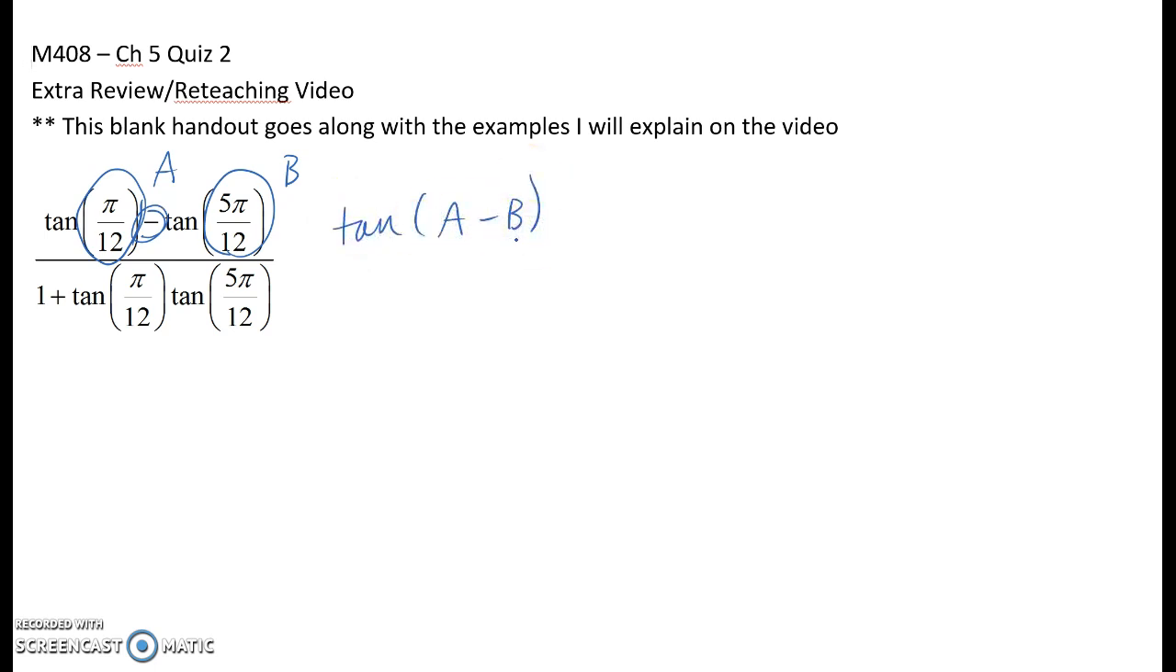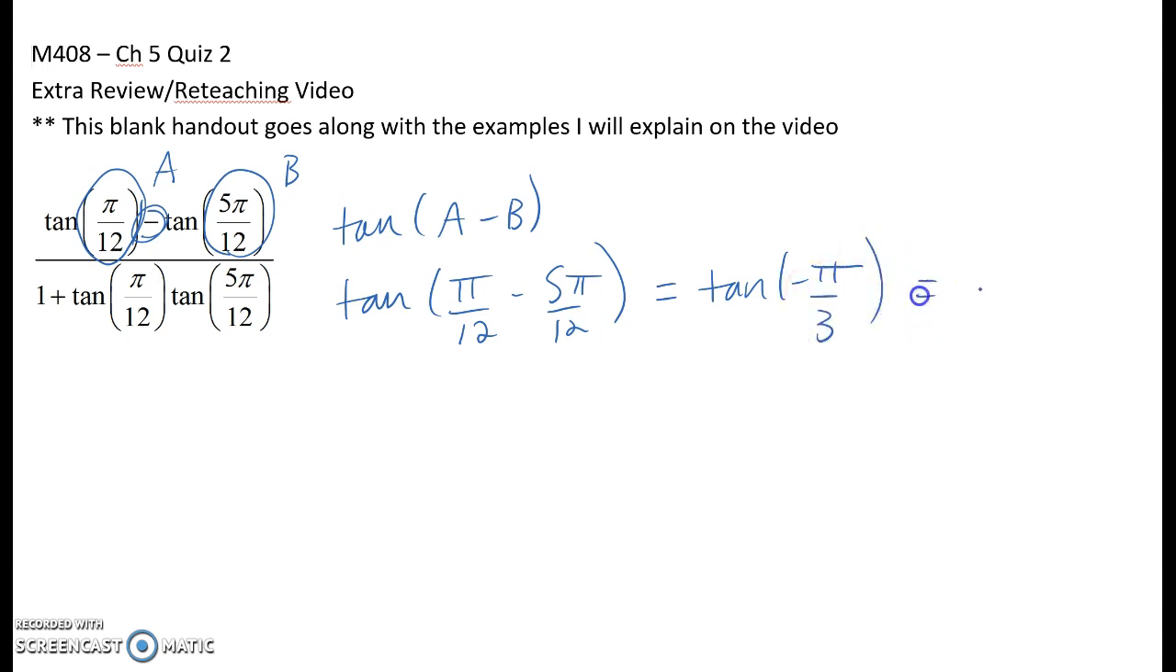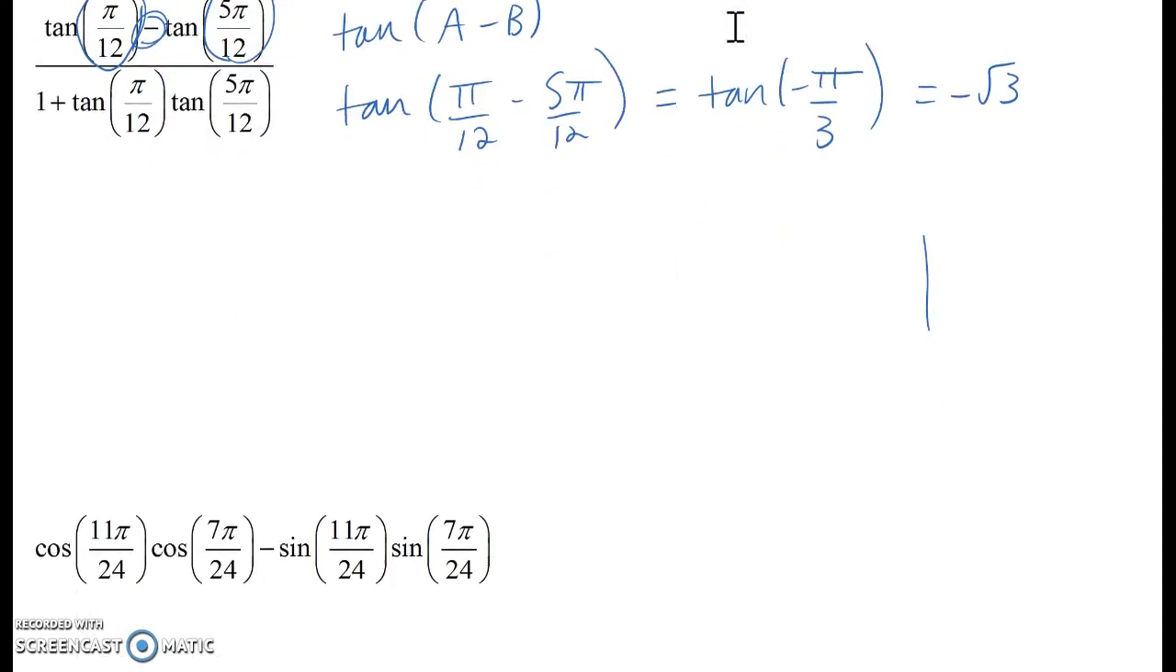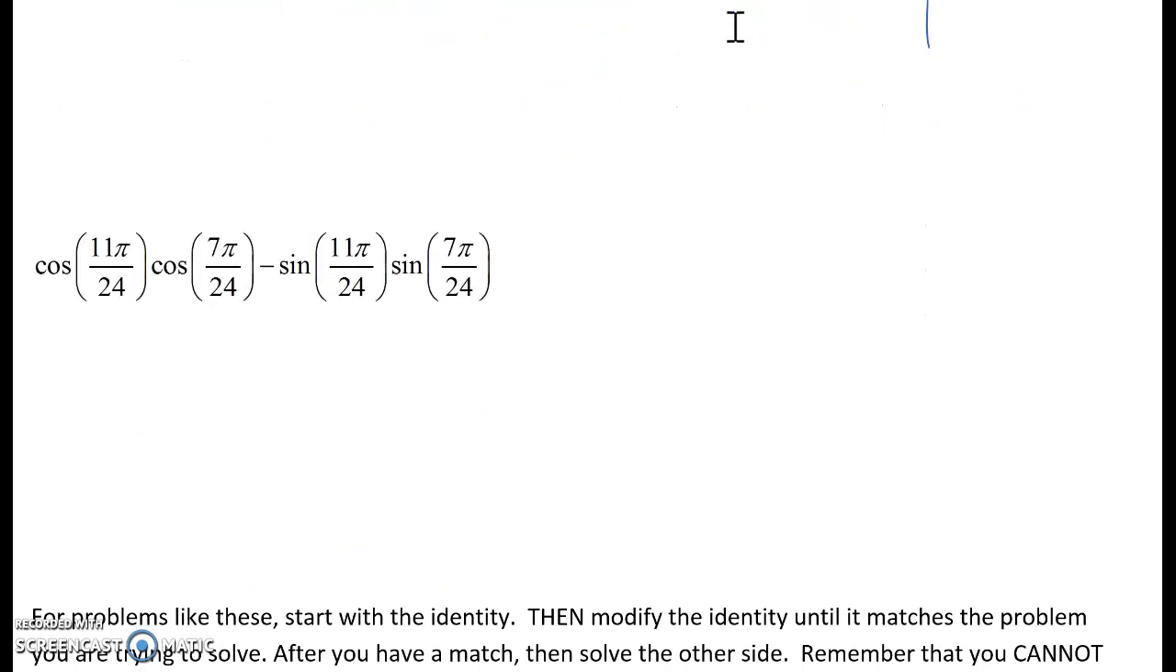So now that we know what angle A and B are, we can go ahead and set this up as tangent of pi twelfths minus 5 pi twelfths. After simplifying, that turns into negative 4 pi twelfths, or tangent of negative pi thirds, which we know to be negative root 3.